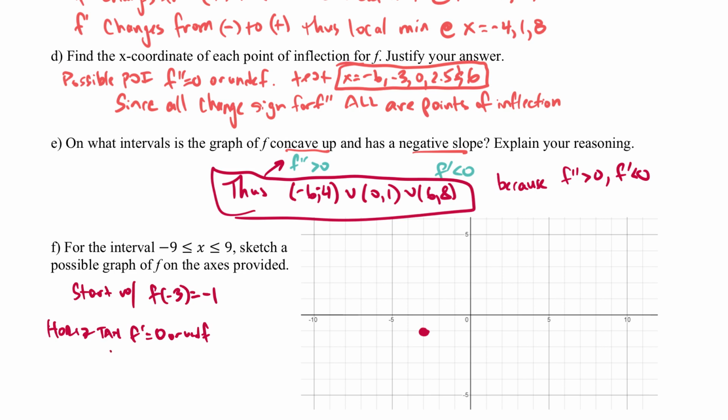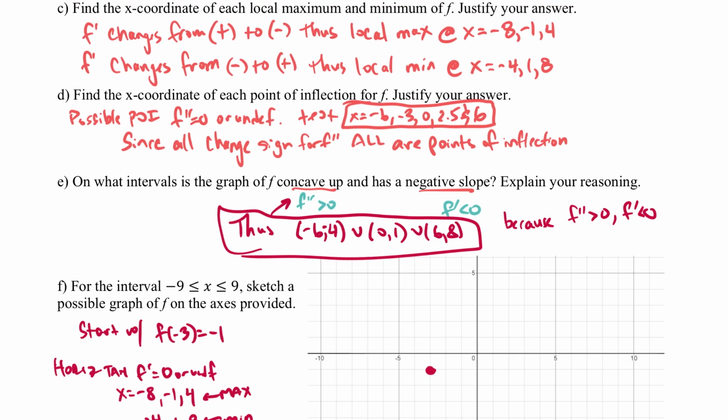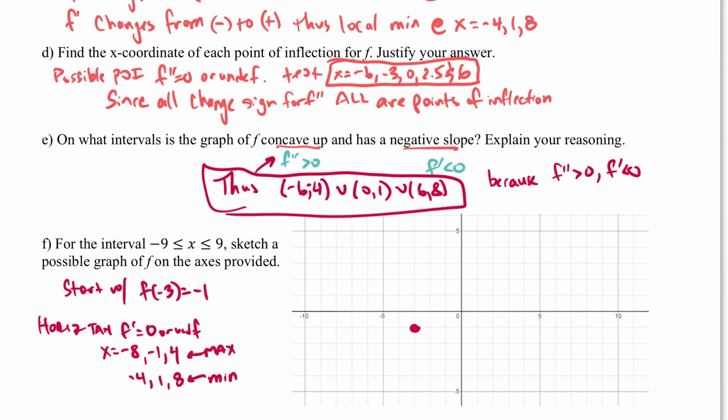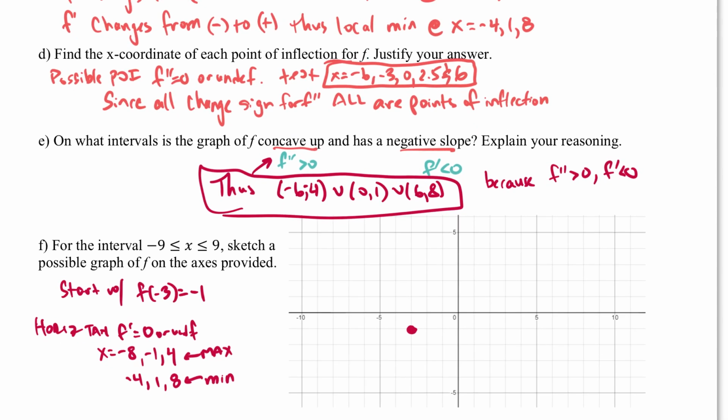So these occurred at x equals -8, -1, 4, because these were maximums. And then we said -4, 1, and 8, which were our minimums. So moving up here, just to show you where I got this from, right here is our local maximums and local minimums. So I'm going to use those to help me graph this. So I'm going to go through, and at these points, I'm going to put horizontal tangents. So we'll start with -8, and I'm just going to go like this. Just lightly go like this to let me know that the original graph flattens out right there.